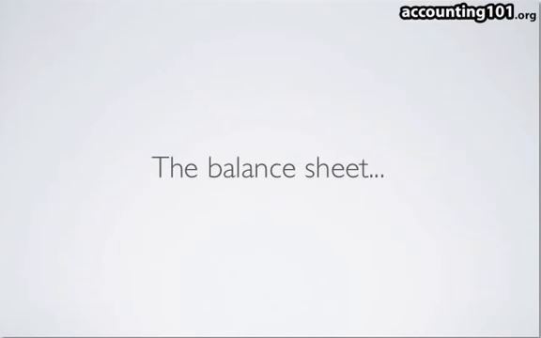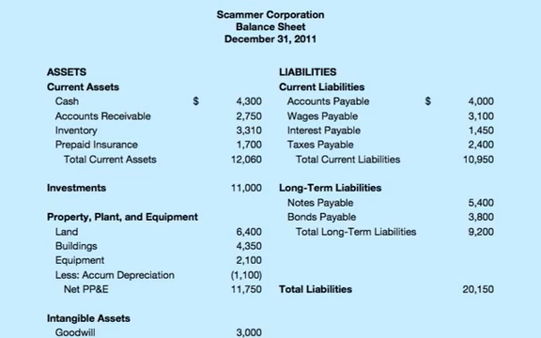So, the balance sheet. We're looking at the balance sheet from Scammer Corporation, and at the top you see that it says Scammer Corporation balance sheet December 31st, 2011. So we'll start our explanation right there. Notice that it just says December 31st, 2011. It doesn't say for the period ending December 31st, 2011.